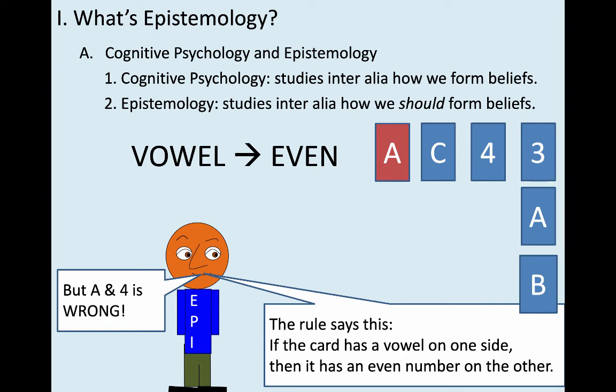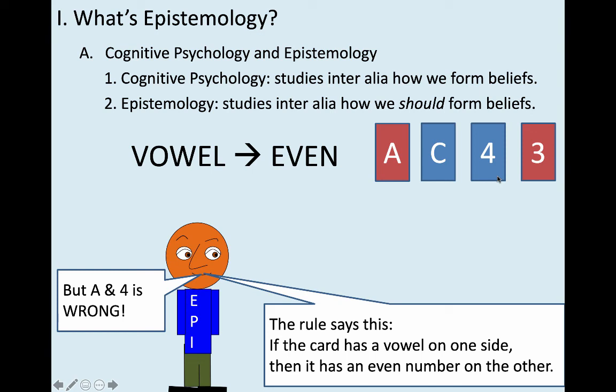What about card 3? Well, if you have an A on the opposite side, then you have a pairing of vowel with odd. The rule says if vowel then even. You can't have vowel paired with odd. So you do need to turn over card 3 to make sure it's not paired with a vowel. So in order to determine whether this rule holds, you need to turn over cards A and 3, but 80% of subjects say cards A and 4, so most people get it wrong.